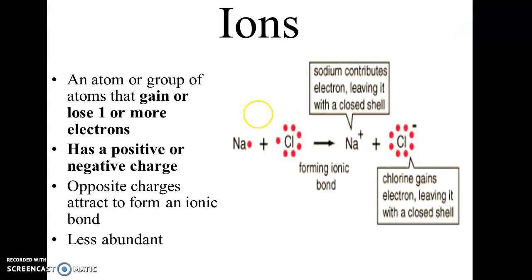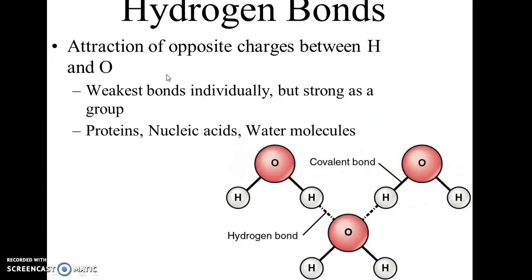Okay, this is kind of just what I just said here. Ions are atoms or groups of atoms that gain or lose one or more electrons, and they either have a positive charge or a negative charge. Hydrogen bonds are the third type of bond that are important for living systems.